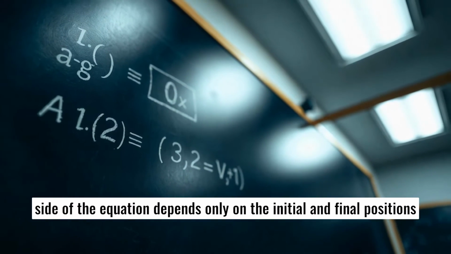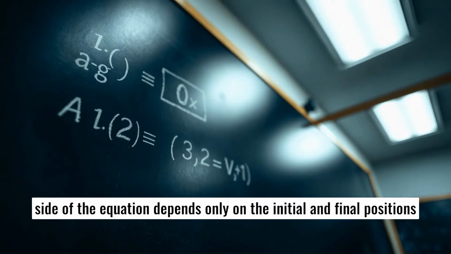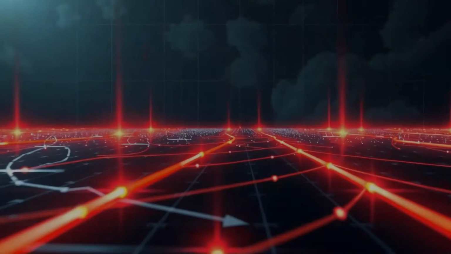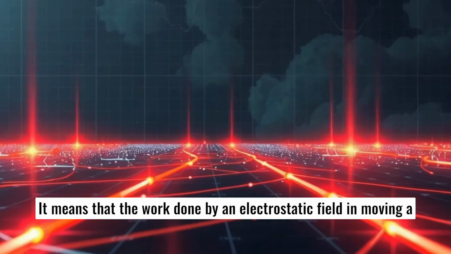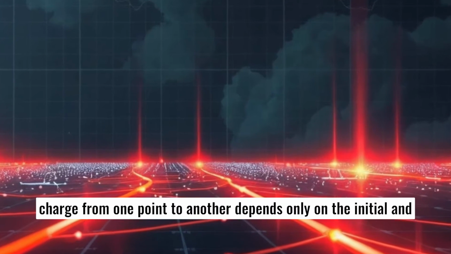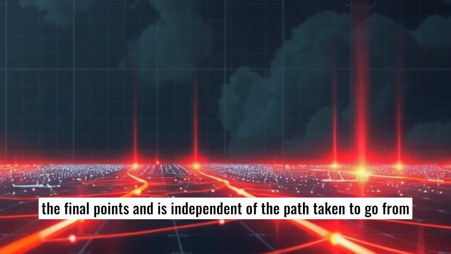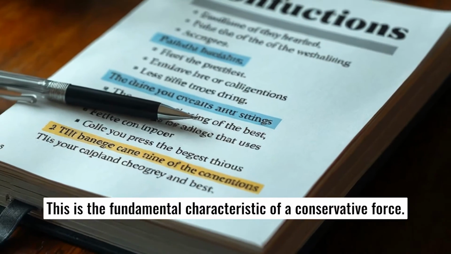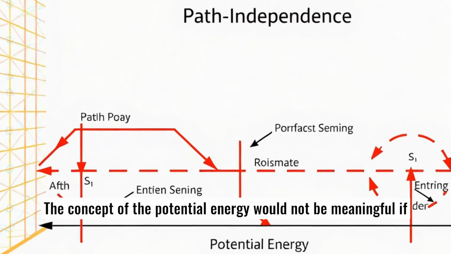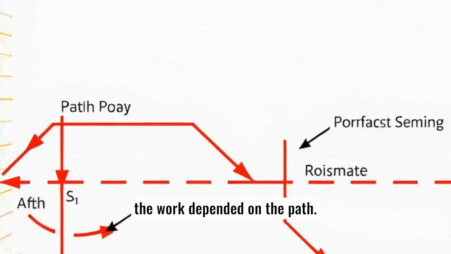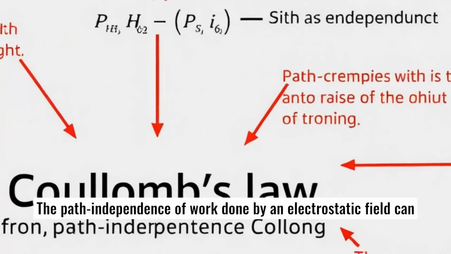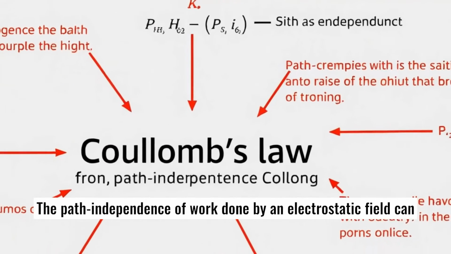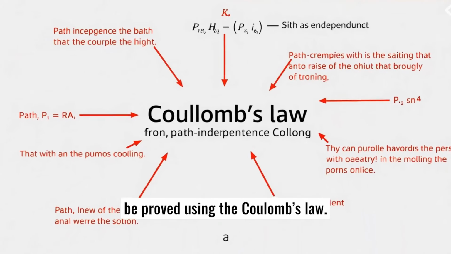The right side of the equation depends only on the initial and final positions of the charge. It means that the work done by an electrostatic field in moving a charge from one point to another depends only on the initial and the final points and is independent of the path taken to go from one point to the other. This is the fundamental characteristic of a conservative force. The concept of the potential energy would not be meaningful if the work depended on the path. The path independence of work done by an electrostatic field can be proved using Coulomb's law.